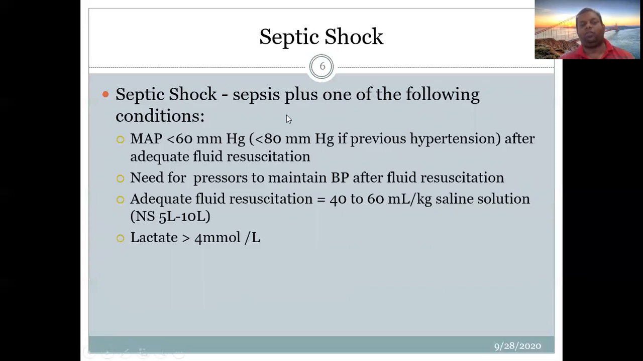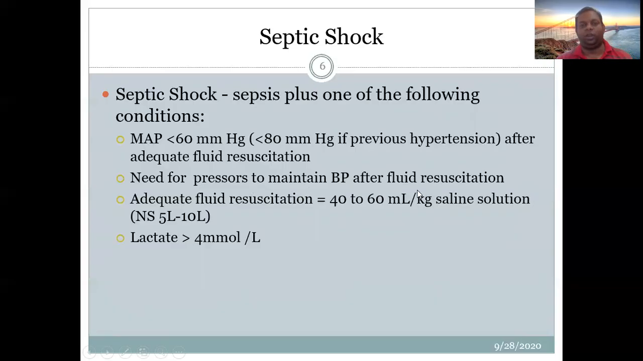Because here we don't know, shock could be hypovolemic shock, proceeding with dehydration, septic shock, likewise hypothermic shock. There are different types of shock. To differentiate from the common one, hypovolemic shock, we give a fluid bolus. If it is not responding to adequate fluid resuscitation, we think it is septic shock. So it further needs pressors to maintain blood pressure after fluid resuscitation.